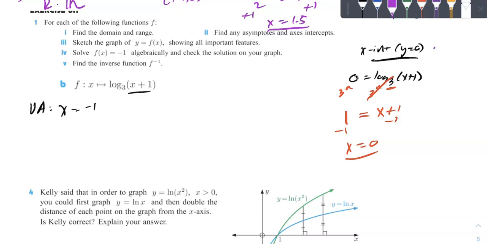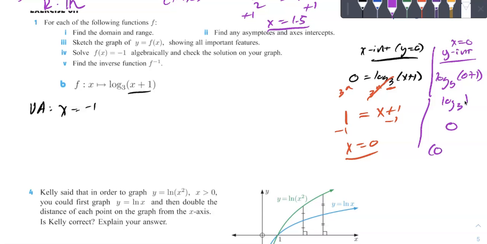That's probably my y-intercept also. Y-intercept, right? So you plug in x equals 0. So you have log base 3 of (0 plus 1). So you get log base 3 of 1. Anytime you take the log of 1, it's automatically 0, because 3 to the power 0 equals 1. So there's my x and y intercept, 0, 0.